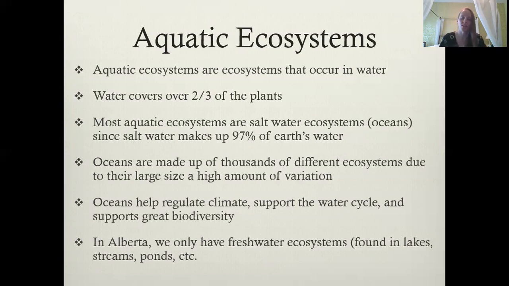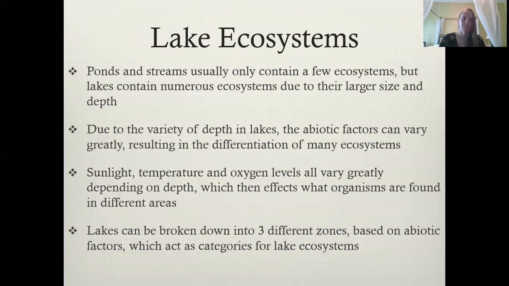But here in Alberta, obviously, we only have freshwater ecosystems found in lakes and ponds and streams and stuff like that, because we are not on a coast. So that's what our focus is going to be on. So for lake ecosystems, there is more of a variety of ecosystems than, say, ponds or streams, just because of the larger size of most lakes, and because of the variety of depth. So you do have a lot of variation of abiotic and biotic factors across just a single lake.